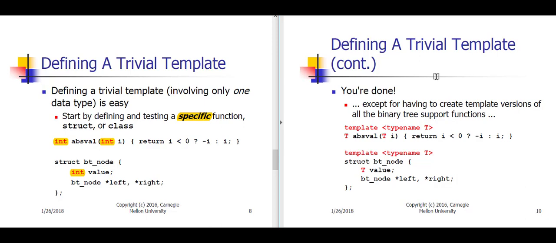into a template function or a template struct. That is, we replace int with some identifier. We've chosen capital T here for absval, and we've put the notation template type name capital T above it. Or for BT node, we do the same thing. We change value from int to T and put template type name T above that structure definition. And now we can have BT nodes of int, BT nodes of double, BT nodes of string, BT nodes of char, etc., etc.